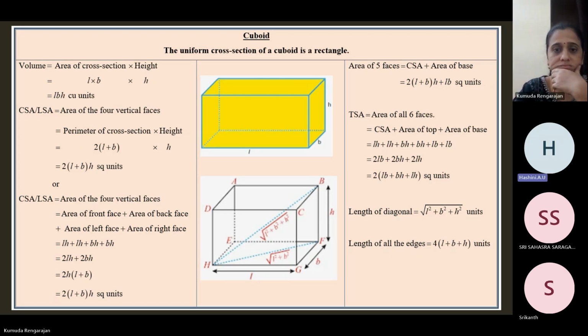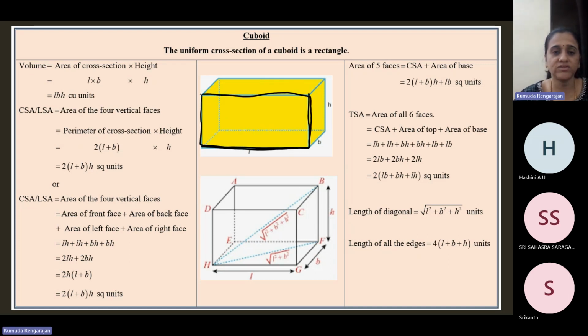Ma'am, base into height. Front face. This is the front face. Can you see the front face here? This one. L into B. This is the front face. This is the front rectangle. What's the area of this rectangle?